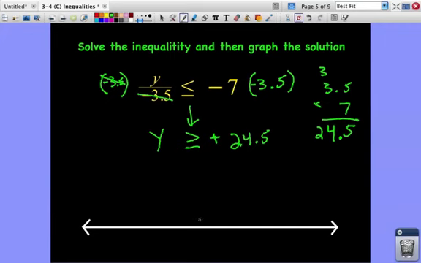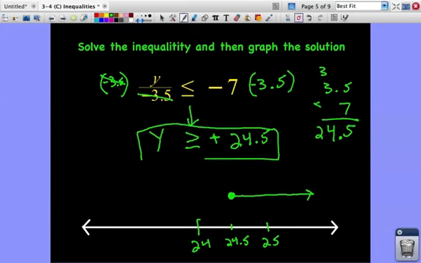Now to graph it, let's go here. We'll put 24 here. Let's put 25 here. Halfway between 24 and 25 would be 24.5. So I'm going to use a closed circle on 24.5 because it's greater than or equal to. And it's greater than, so we're going to shade to the right. So this is the solution, and here is my graph for the solution.